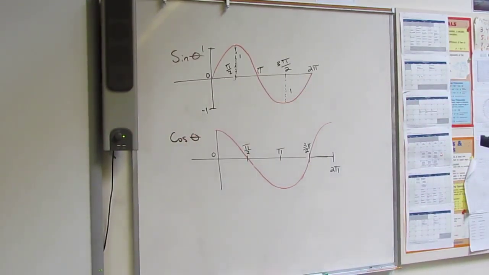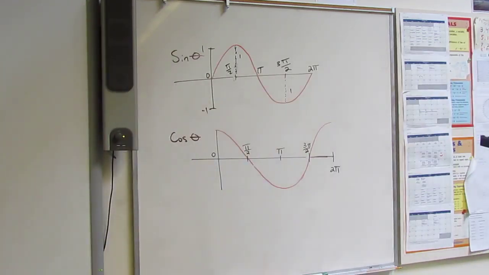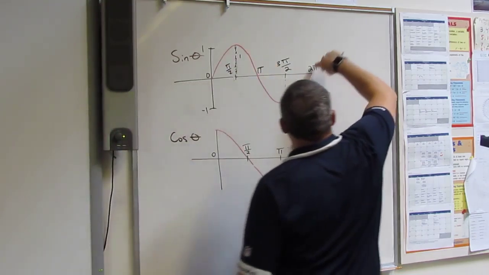And altitude is just talking about the absolute value of the height of the curve. Okay? And it just continues off that way.